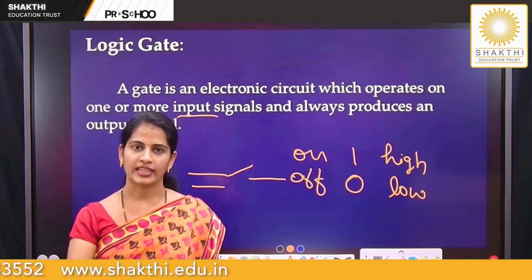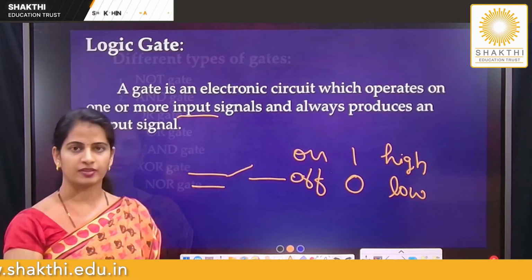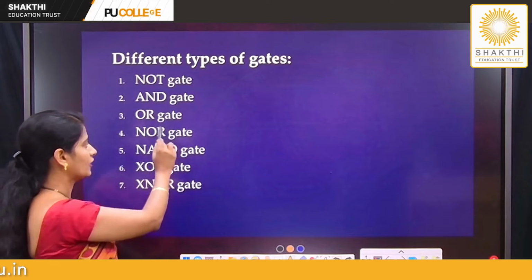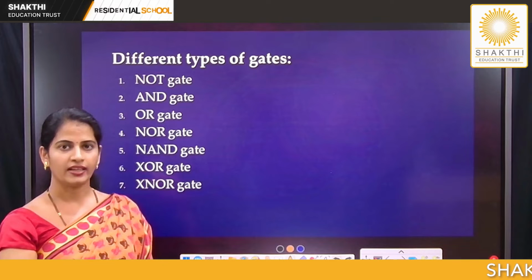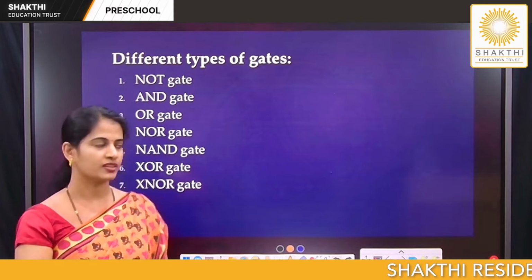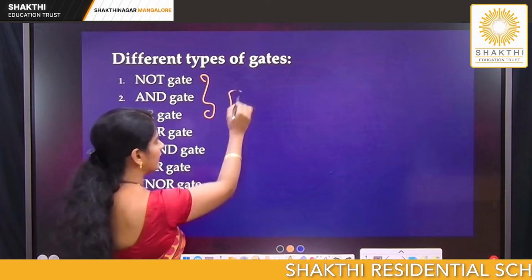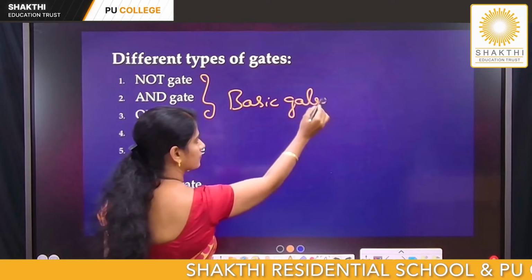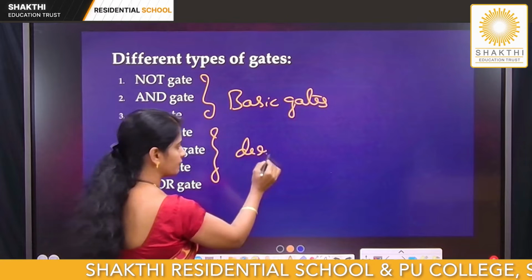So what are the different gates we are going to learn? Let's see the different types of gates in this chapter. The different types of gates are NOT gate, AND gate, OR gate, and we have NOR, NAND, XOR and XNOR. These are the different types of gates we are going to learn from this chapter. These three gates are called basic gates, and all the other gates are called derived gates.